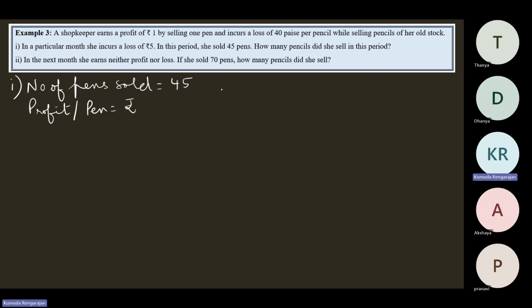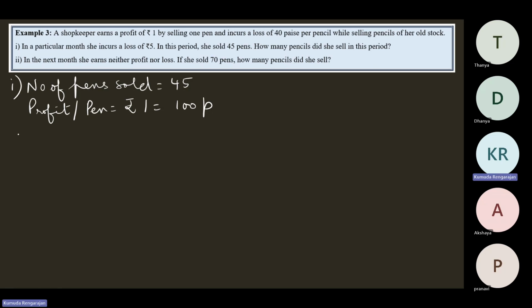See, when you're answering, money should be totally in paise or totally in rupees. You cannot have one part in paise and the other part in rupees. If you want to avoid fractions, you can convert the larger unit to the smaller unit. That is, you can convert rupees to paise. Then you will not have fractions. So let me say profit per pen is 1 rupee, which is equal to 100 paise. Then you should have everything in paise. Anyways, you can work.